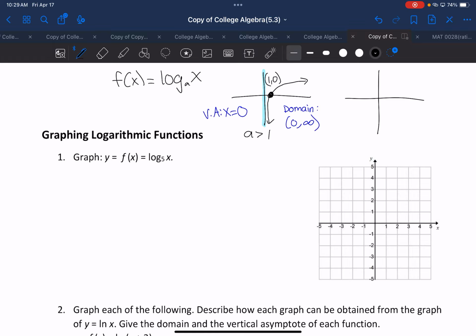The other one is when the base is between 1 and 0, so like a fraction. That one will look like this. It'll be decreasing. It'll still go through the point 1, 0. It'll still have a vertical asymptote.